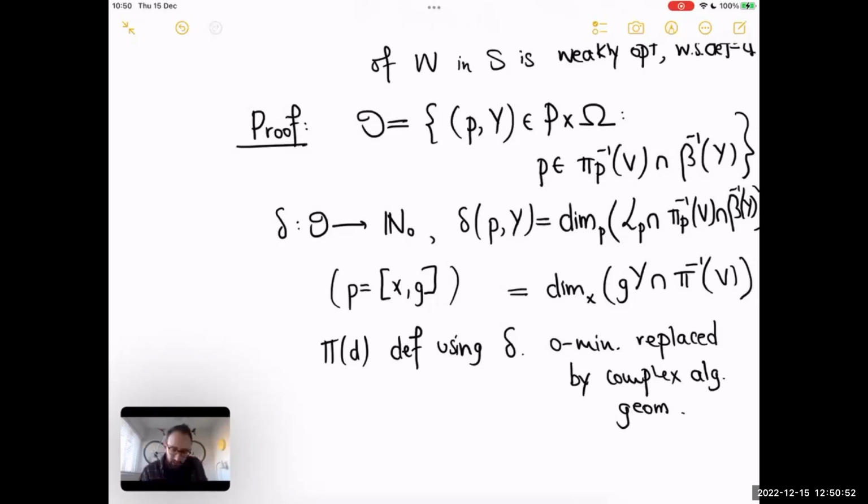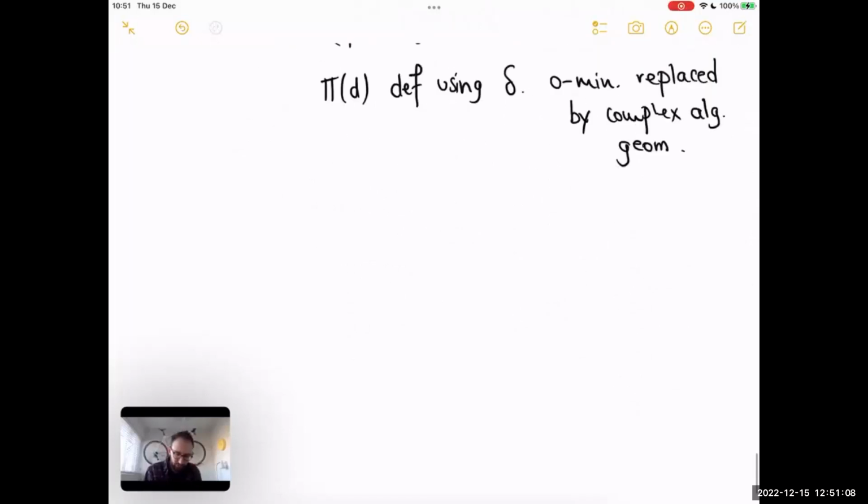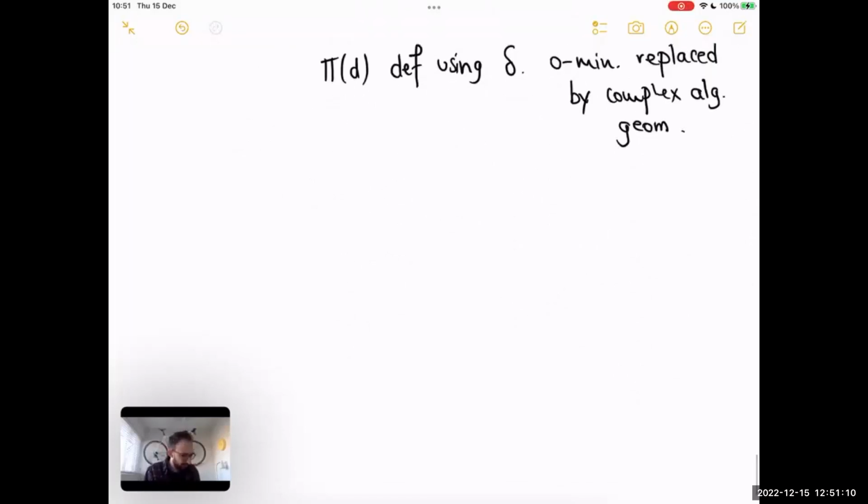So that covers what I would consider the refined version of the theorem, but somehow I promised a finiteness statement. So there's two ways I want to address that. So first of all, there's the question of how complex are the pi d's and the weakly optimal subvarieties that you obtain. Can you say something about their degrees and so on? So that's the first topic.